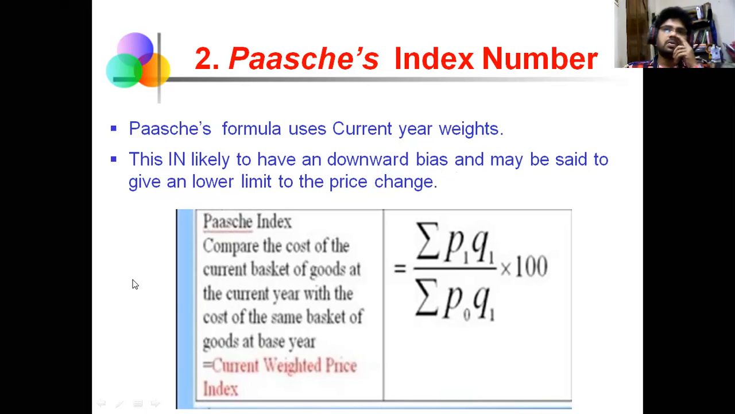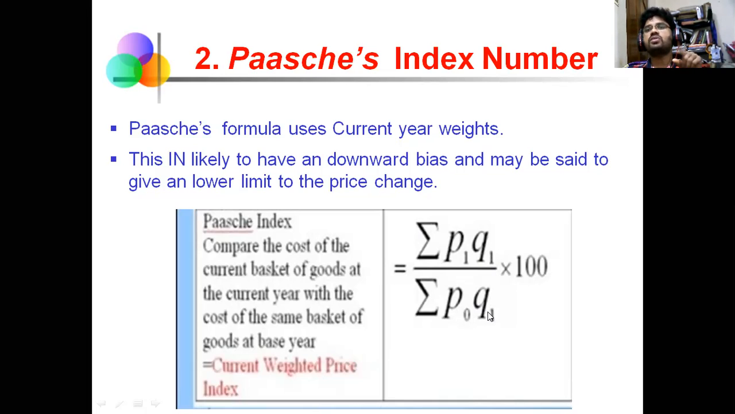So this is the equation. The Paasche index number PP01 is equal to the sum of P1 into Q1 divided by the sum of P0 into Q1, into 100. Once again I am repeating the formula: PP01 equals sum of P1 Q1 divided by sum of P0 into Q1, into 100. You can remember the simple difference between Laspeyres and Paasche: in the Laspeyres, the quantity is of the base year, 0.